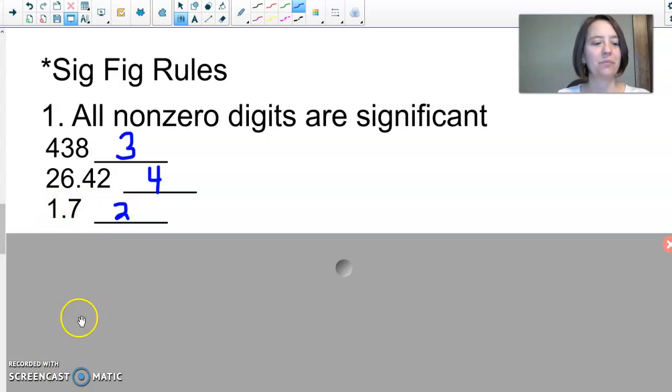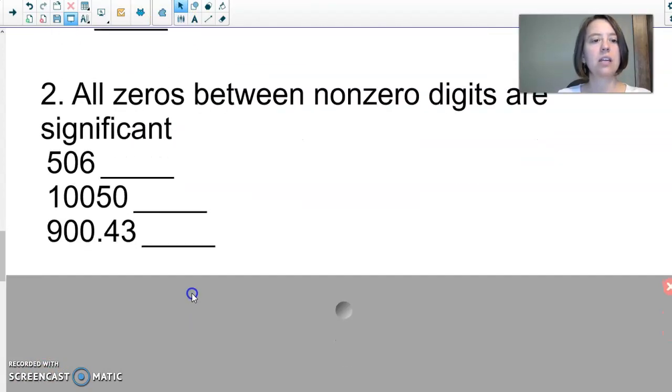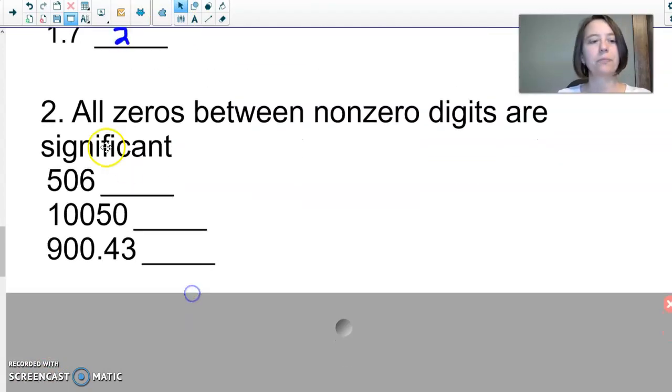Good job. So looking at our second rule, the zeros, this is where they come in. The zeros get tricky. All zeros between non-zero digits are significant. So you get to count the zero that is between the non-zero numbers. So 5 and 6 are non-zero, so you get to count this 0. So we get 3 in here.